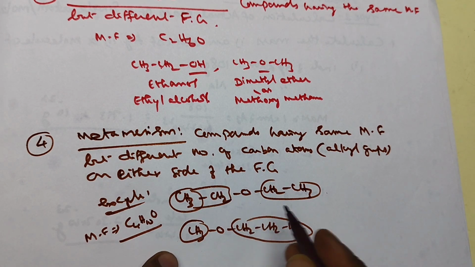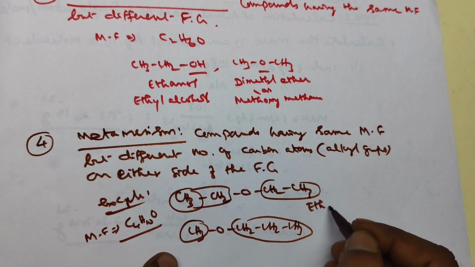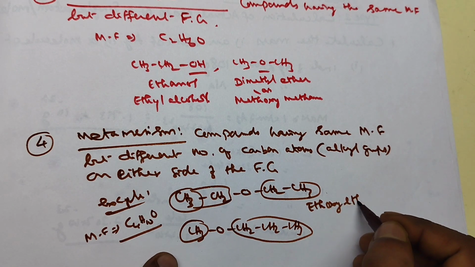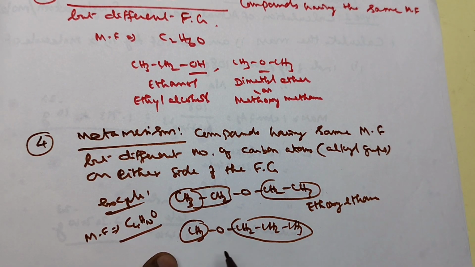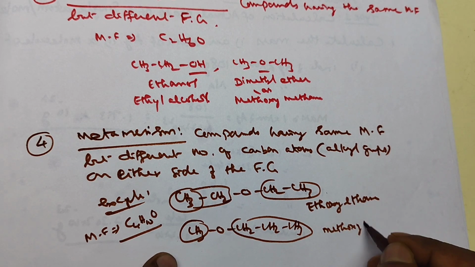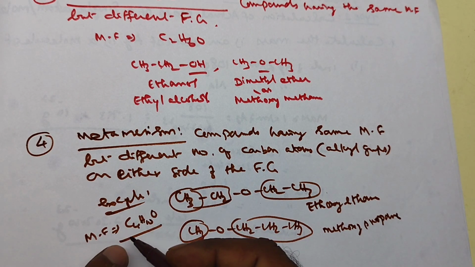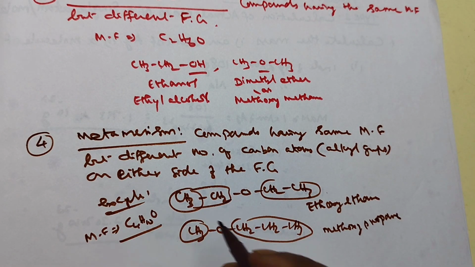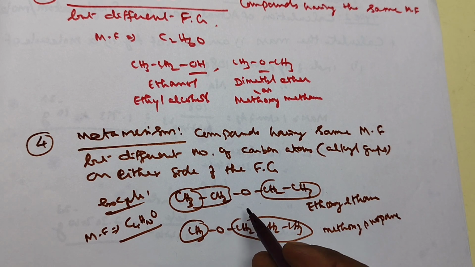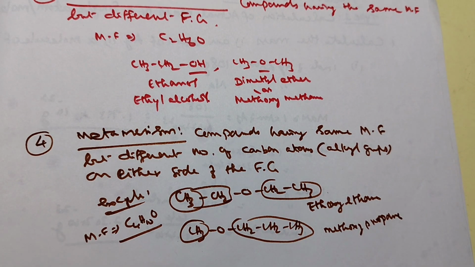The one is ethoxyethane, the IUPAC name is ethoxyethane. The other one is methoxypropane. These two are metamers. So now you clearly understood what metamerism is. Compounds having the same molecular formula, both having C4H10O, but with respect to the functional group oxygen, on both sides we have different alkyl substituents. Then it is called metamerism.